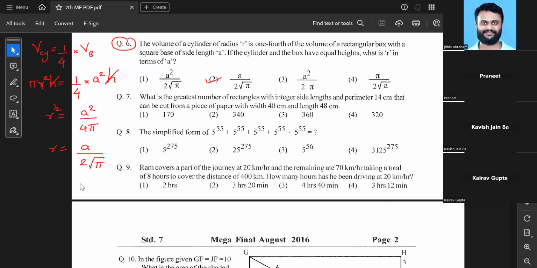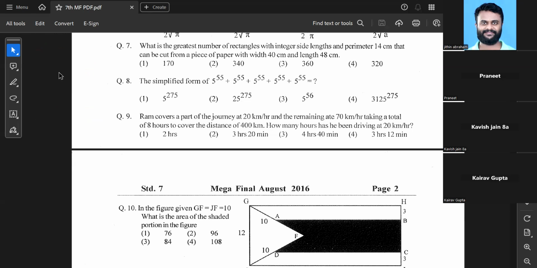Okay, erasing this. Proceeding further to the seventh one. What is the greatest number of rectangles with integer side lengths and perimeter 14 that can be cut to form a piece of paper with width 40 centimeters and length 48 centimeters? So this is a big canvas of 48 and 40. You have to form this using various rectangles. For these rectangles, the perimeter should be 14. That is the whole logic.